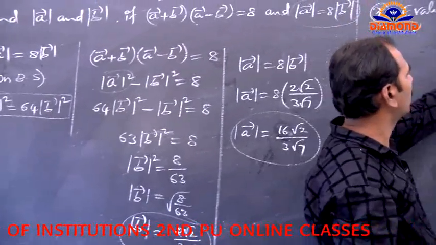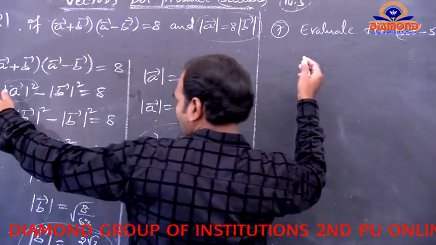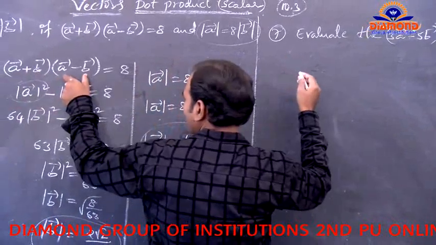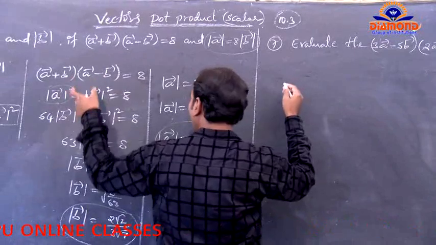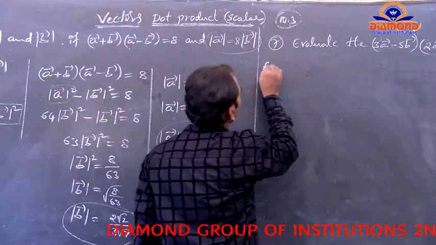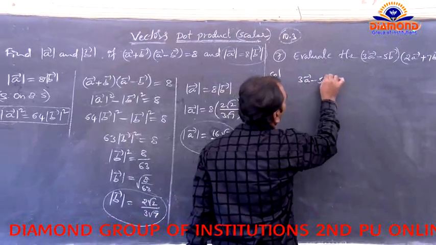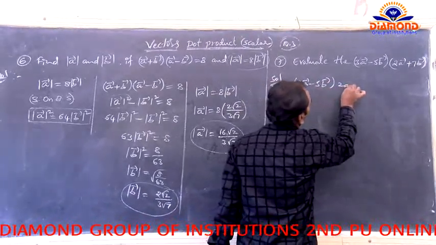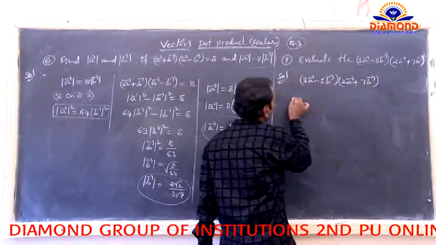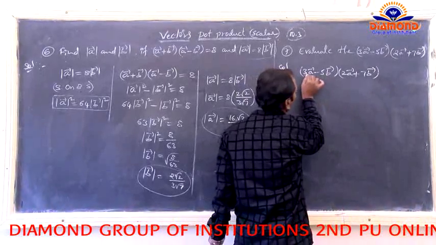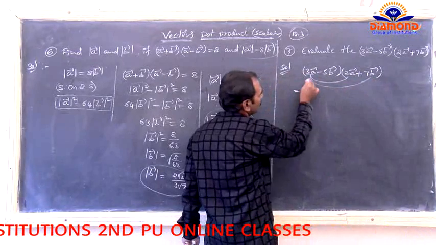Next, simple, easy: evaluate this product. Here the (A plus B) dot (A minus B) formula gives modulus of A square minus modulus of B square, same method. Solution: see here, (3A bar minus 5B bar) dot (2A bar plus 7B bar) equals. First you multiply these both.